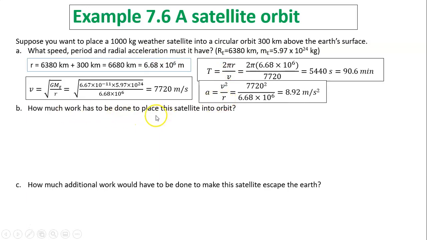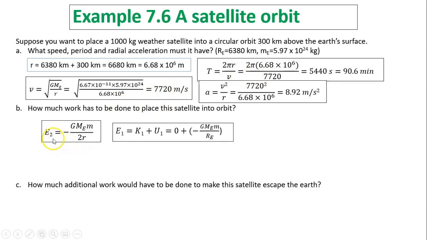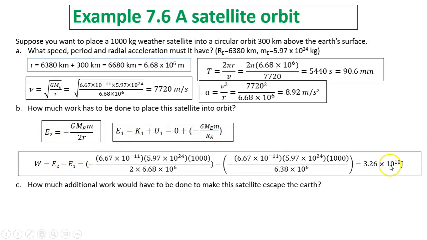How much work has to be done to place this satellite into orbit? The work equals the change in energy. So you have to find the energy on the ground and the energy in that circle. So E2 at that circle, the total energy, remember we did this before, is negative GME m over 2r. And on the ground, that energy is just the potential energy, since before it was at rest, right? How much work to launch from E1 to E2 to increase its energy? The work equals the change in total energy. So the total work done has to be 3.26 times 10 to the 10 joules.